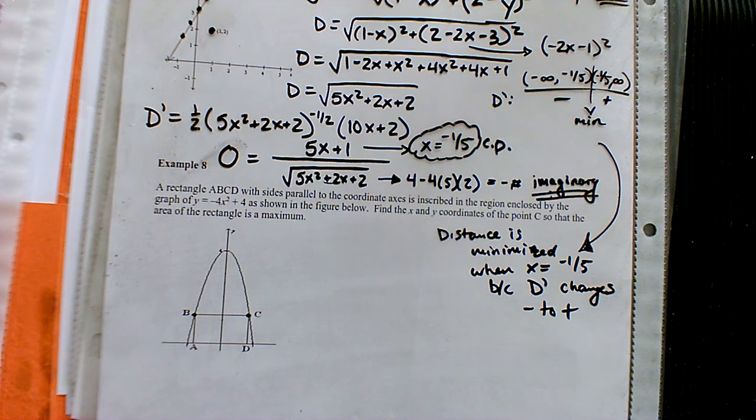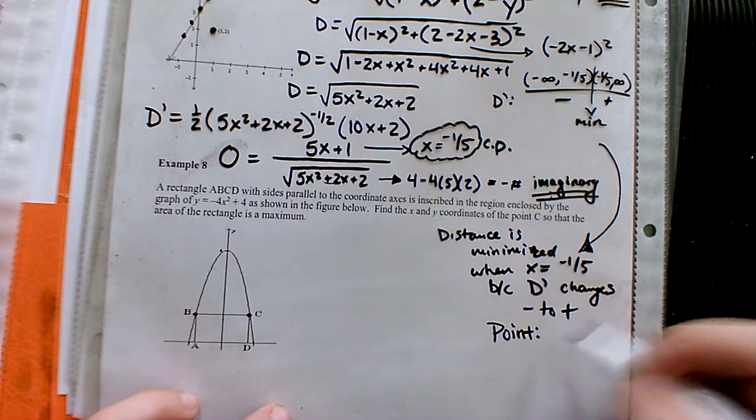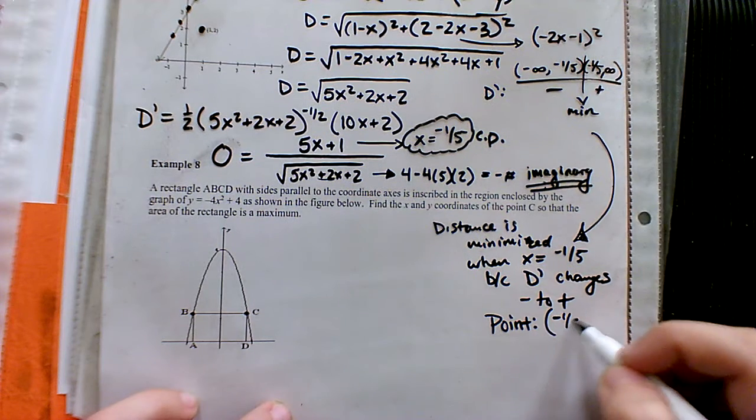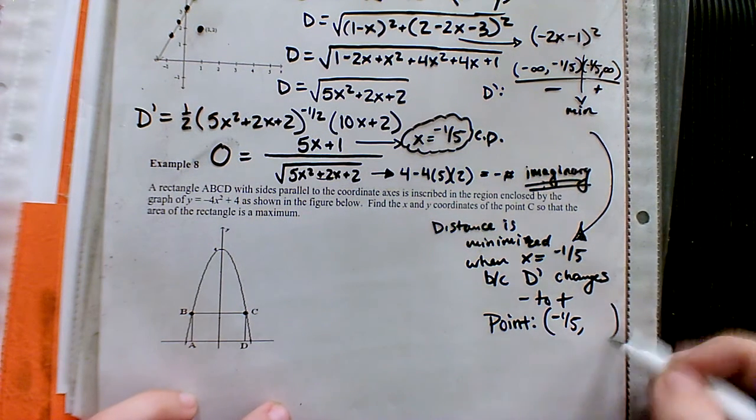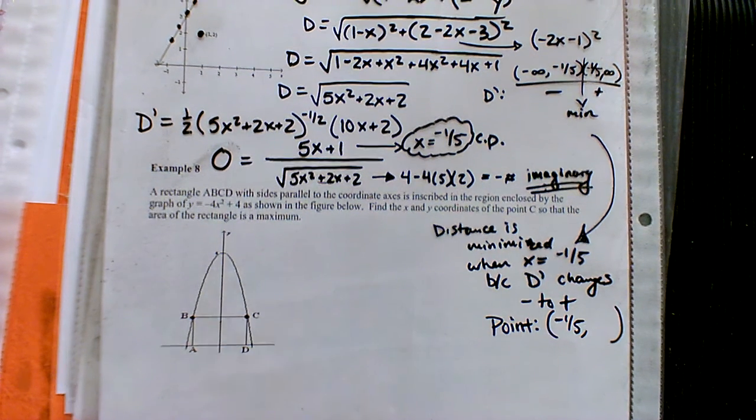Are we done? No. What did we need to answer though? The point. Okay, so we know the x value is negative 1/5. How can we figure out the y value? Plug it into which equation?